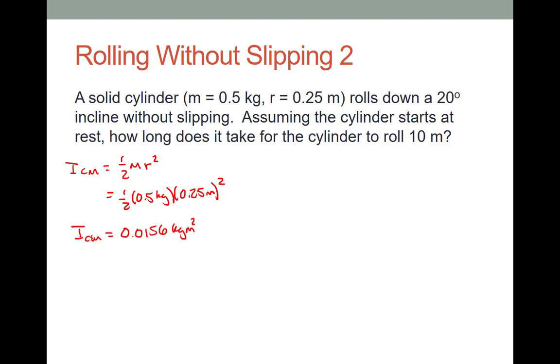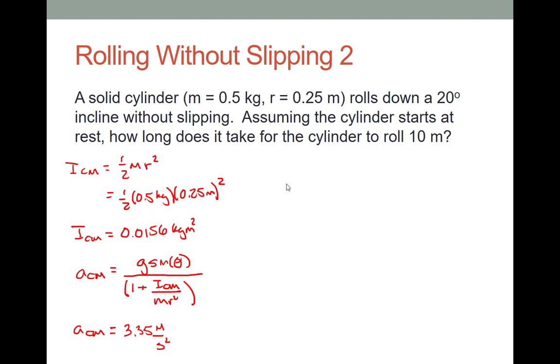Now that I know the moment of inertia of the center of mass, I can find the acceleration of the center of mass. That's g times sine theta divided by 1 plus the moment of inertia over mr squared. Plugging everything in gives that the acceleration of the cylinder is 3.35 meters per second squared.